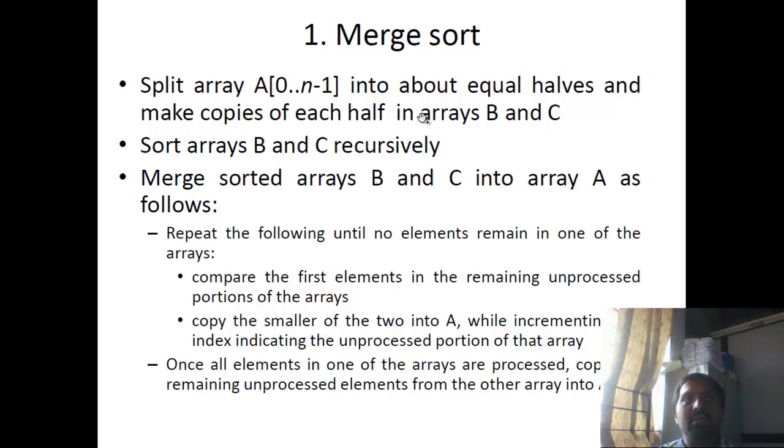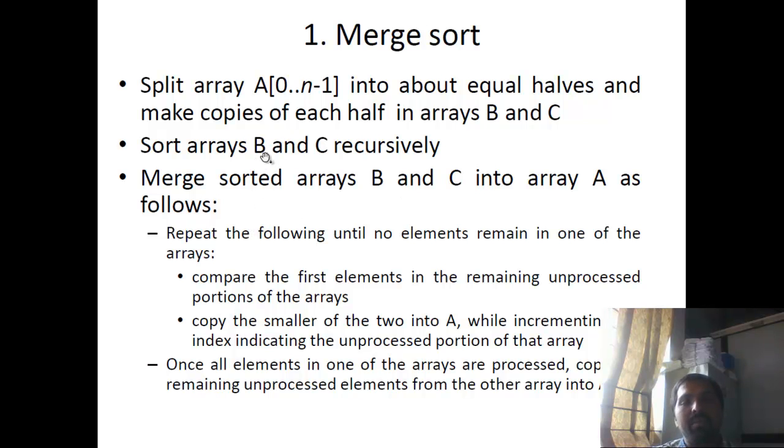For example, the first one is merge sort for the divide and conquer procedure. How can you sort the elements using merge sort with the theme of divide and conquer? In merge sort, first we need to split an array A of 0 to n minus 1 elements into about equal halves and make copies of each half in arrays B and C. Then sort arrays B and C recursively. Merge the sorted arrays B and C into array A as follows.